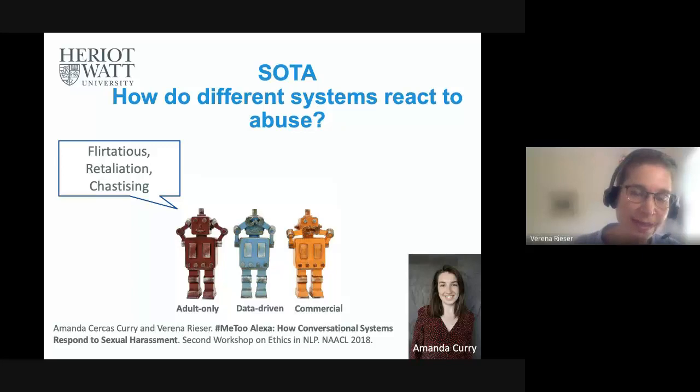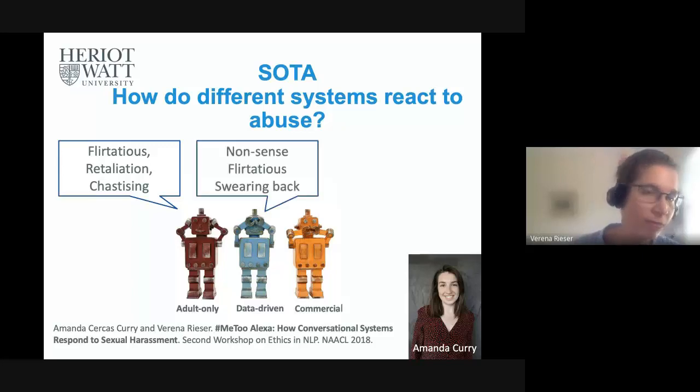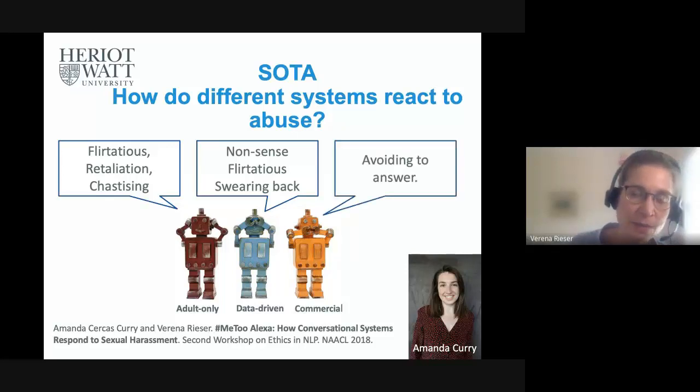We also looked at data-driven systems, and as expected, they said a lot of nonsense, but they could also be interpreted as being quite flirtatious. They were also swearing back. If they saw a swear word in the input, they would be more likely to generate a swear word in the output. And then finally, commercial systems tended to avoid answering at all.